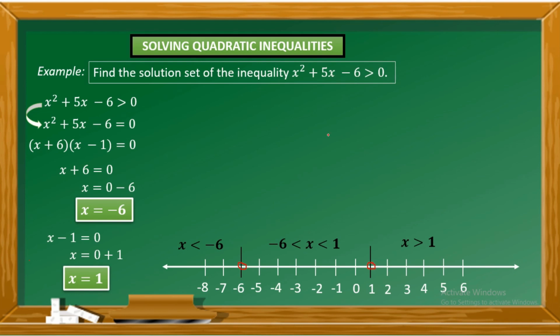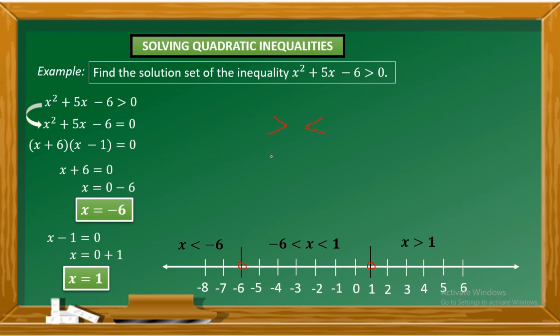And then, let's go back to the given. So, always remember this. If the given is greater than or less than, the circle that you're going to draw at the boundaries should not be shaded, a hollow circle. It means that 1 and negative 6 are not part of the solution. So I repeat, if the sign is greater than or less than, the circle is not shaded.